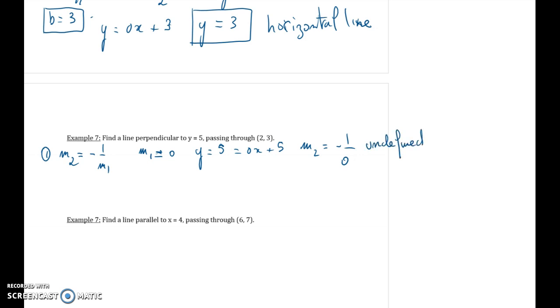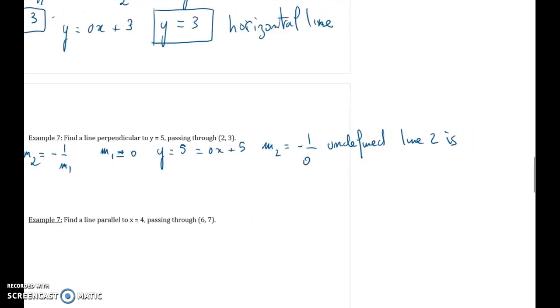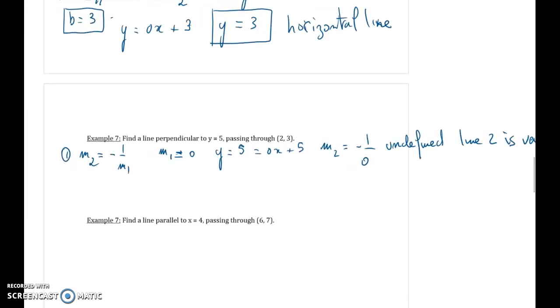And what do I know when it's undefined? I know that means my line number 2 is vertical. And if my line number 2 is vertical and is passing through the point 2, 3, that means that no matter what value of y, the value of x will always be equal to 2. In that case, x equals 2 is the equation of my line number 2.